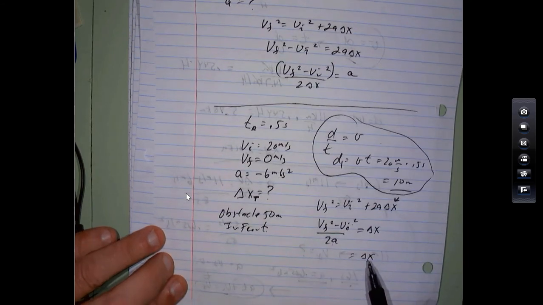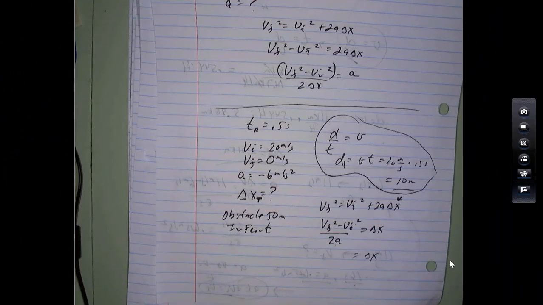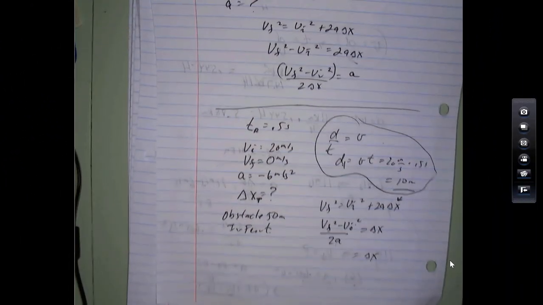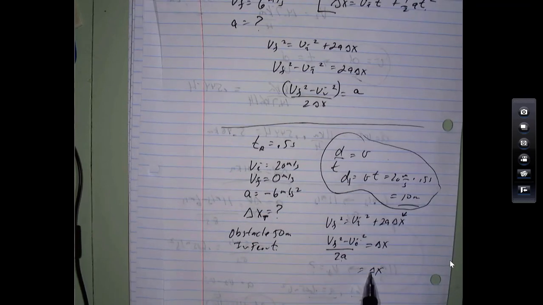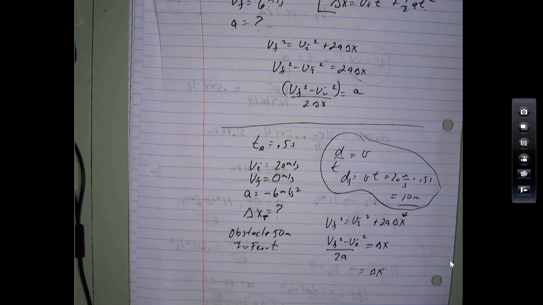And then the total distance that you need, so the total distance will be what you got from the first part plus what you got from this part. And then you'll see part B asks you, do you have enough time to stop? Let's look at the next one.